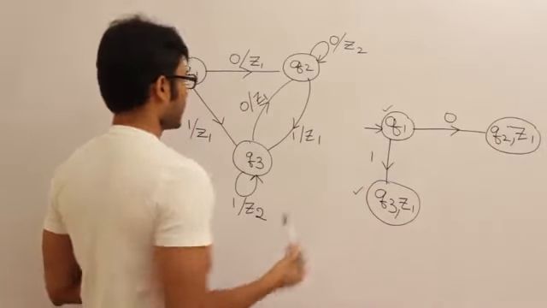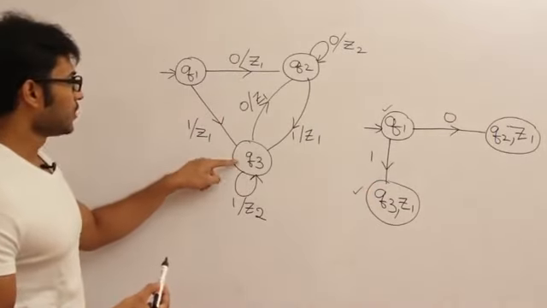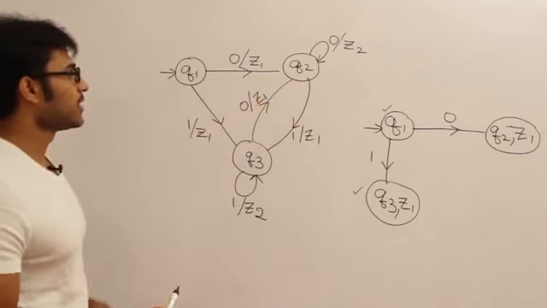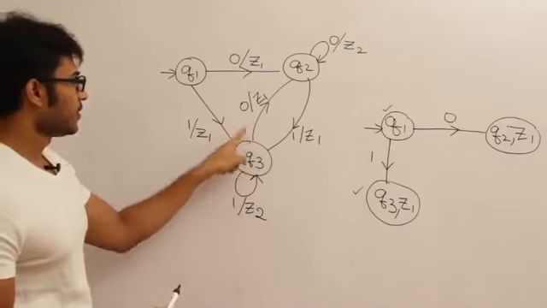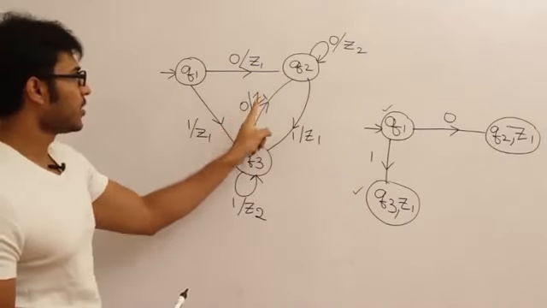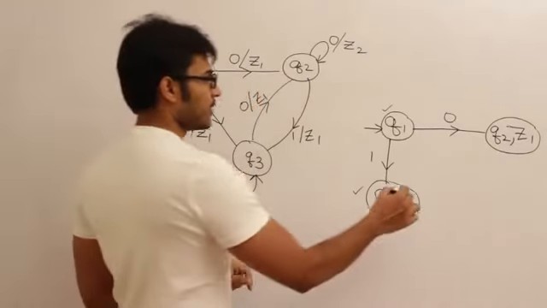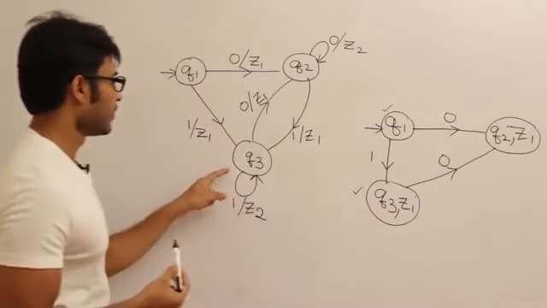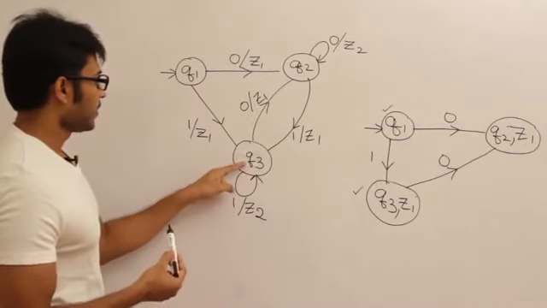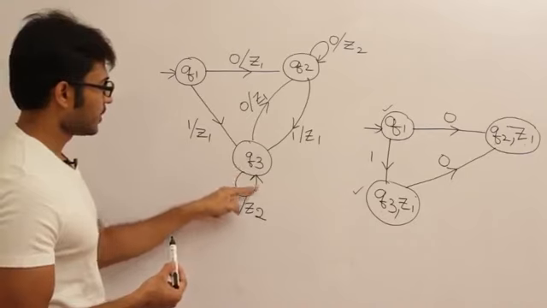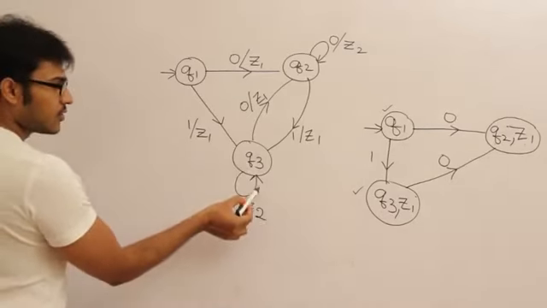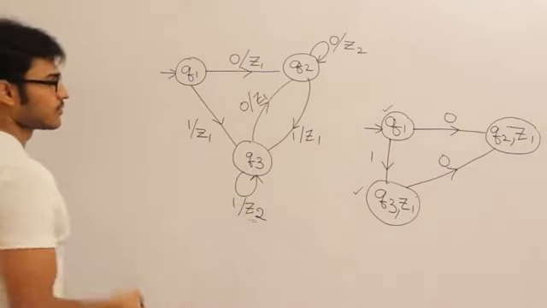Let's take Q3. Now see this, Q3 on 0 is going to Q2 and the output has to be Z1. Now Q3 on 1. This is important, see this, Q3 on 1 is going to Q3 and the output is Z2.